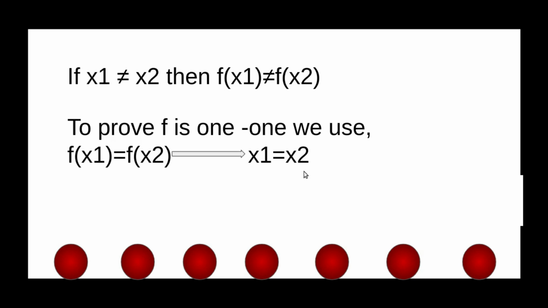x1 is equal to x2. This is the condition for one-one function. If f of x1 equal to f of x2, that implies x1 equal to x2.